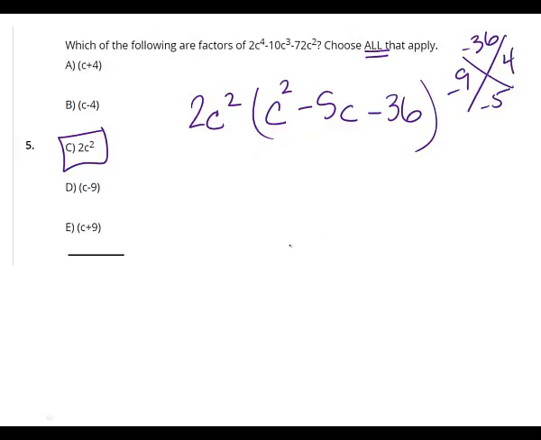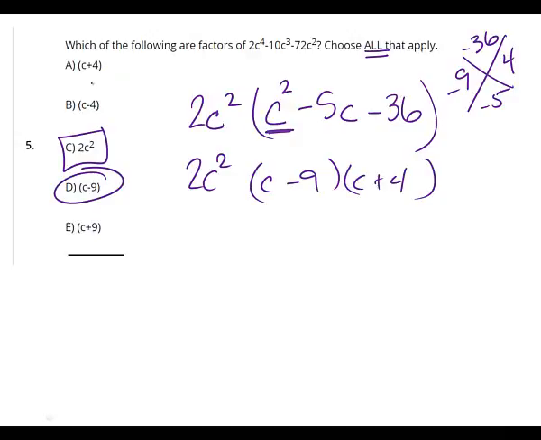Do I need a box? No, there's no leading coefficient in front of this term right here. I drop down the 2c squared, and we're left behind with c minus 9, c plus 4. Are those choices there? Yeah. One, D, and it looks like A, right?